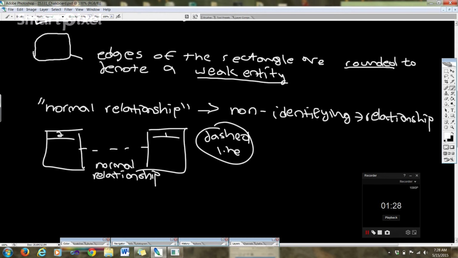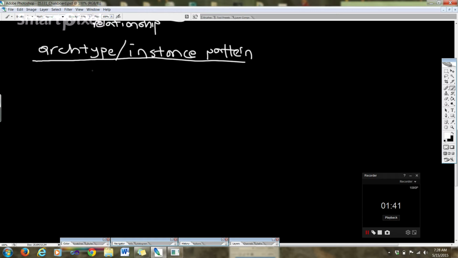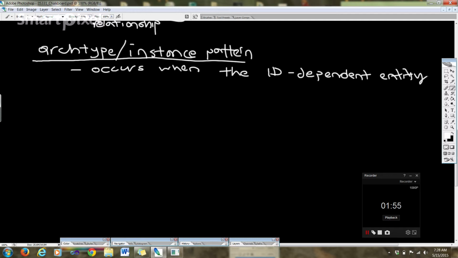Okay? And an archetype or instance pattern occurs when the ID-dependent, child entity, is the physical manifestation of an abstract or logical parent.